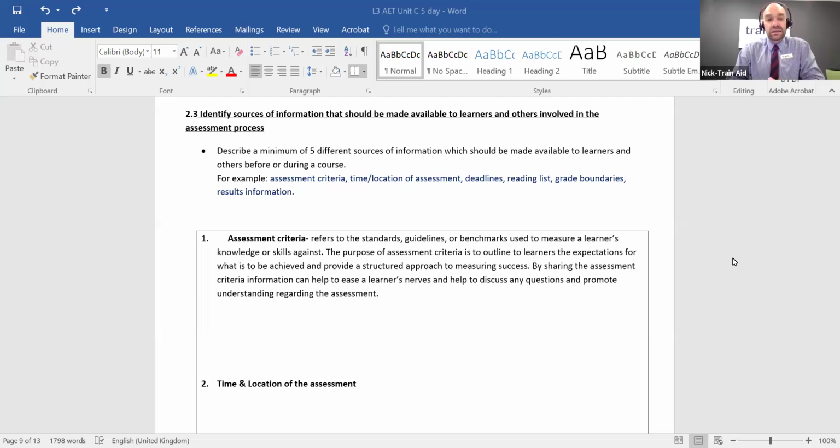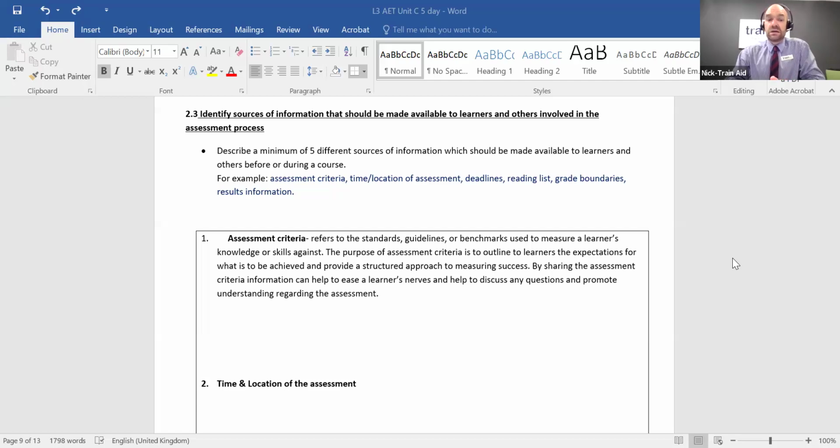My name is Nick and in today's video we are looking at the Level 3 Award in Education and Training. We are uncovering Unit C, which is Assessment Methods. And in this video we are looking at 2.3, Identify sources of information that should be made available to learners and others involved in the assessment process.